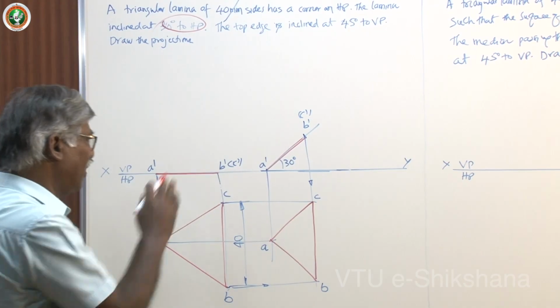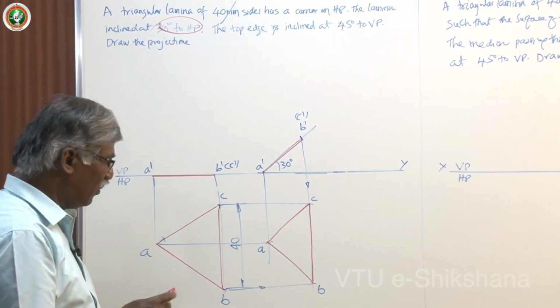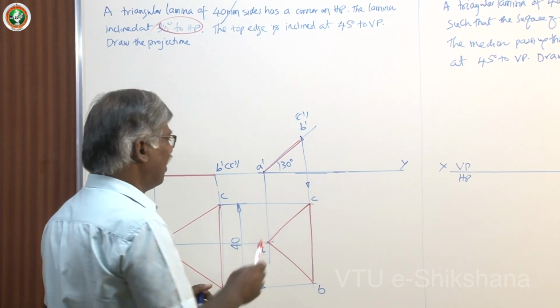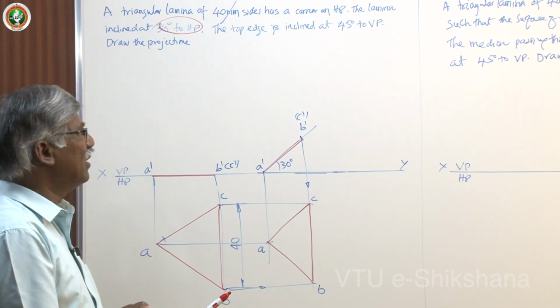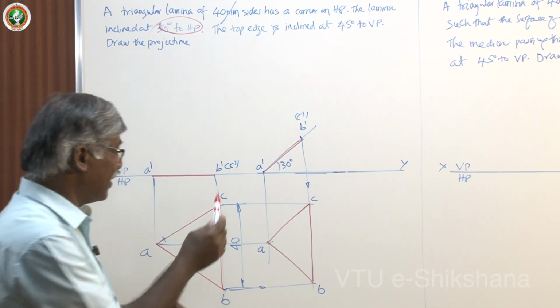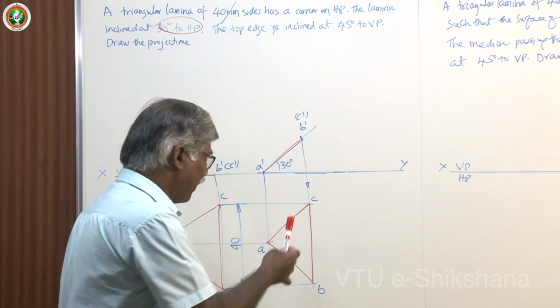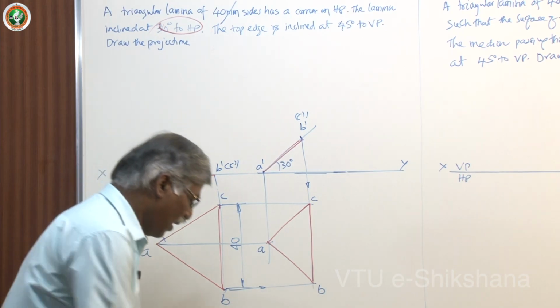This, when it is inclined to HP by 30 degree, this is the top view. Right now, which is the top edge? They are the opposite edge. Same thing. Sometimes the question may be the side opposite to the corner on HP is inclined at some degree. Right now it is perpendicular. It's perpendicular right now. Now after that you can keep this inclined. Now I will show you the model.